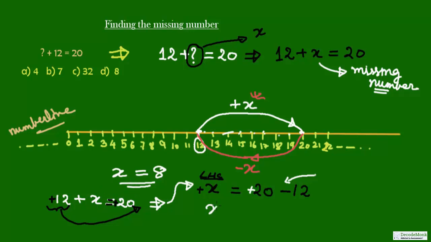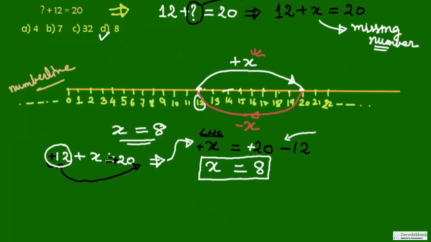So finding out the value of x, 20 minus 12 is going to be 8, which you can easily arrive at. So please remember that on one side of the equation, if some number has got plus, then if that number is taken to the other side of the equal sign, then the sign changes to minus. So the answer is 8, that is option D.